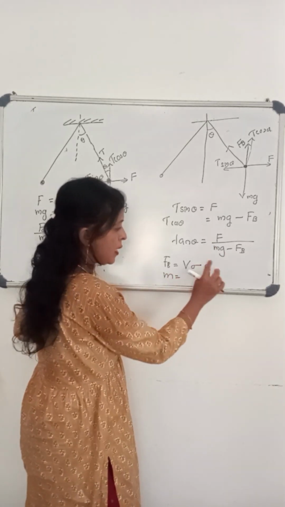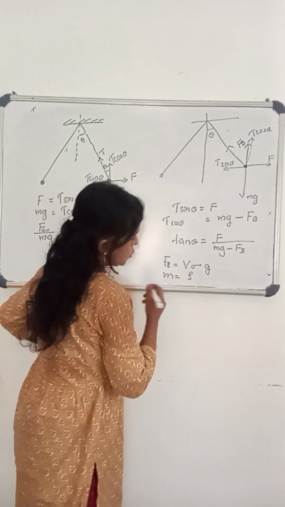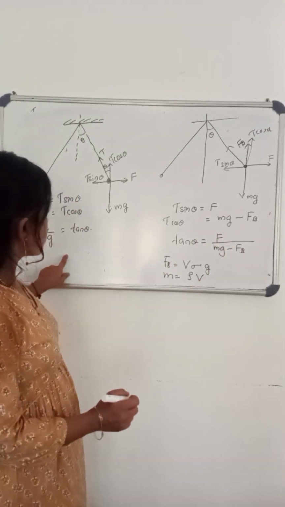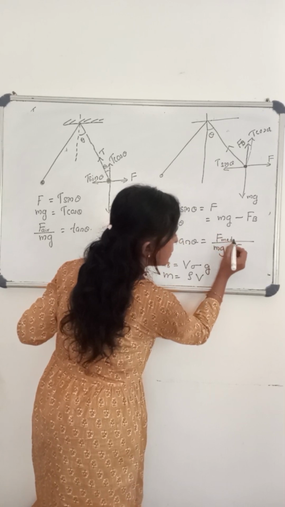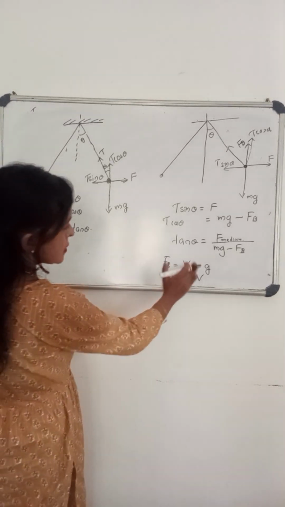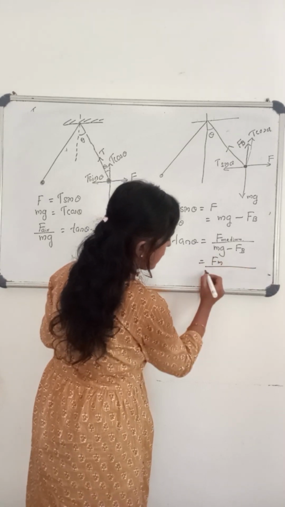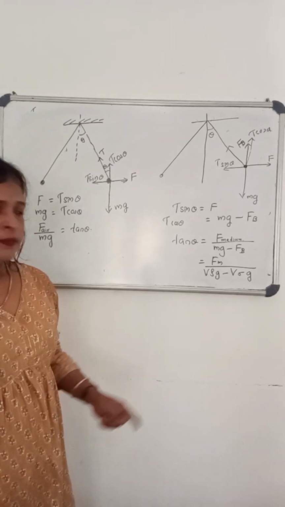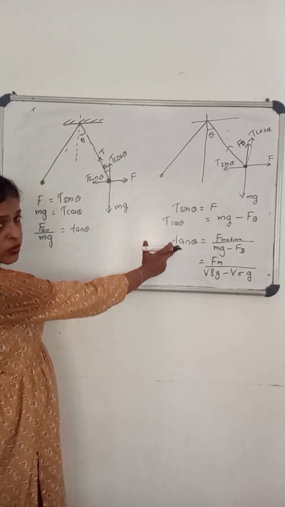And what is mass m here? We know that mass is equal to density into volume. Density of the sphere is rho, so rho into volume, and substitute here. This is the force in medium. Then substitute in this equation. So we will get F medium divided by V rho g minus V sigma g, and equate this to tan theta, this also tan theta.